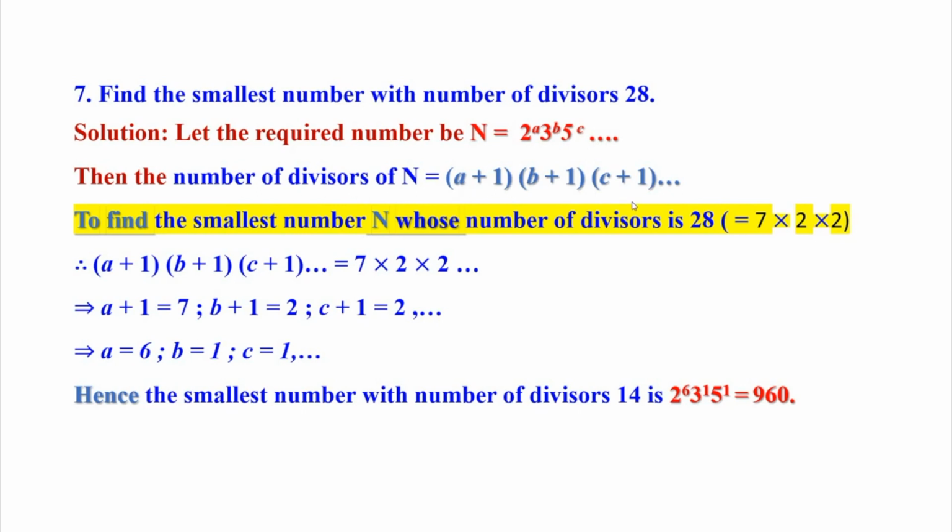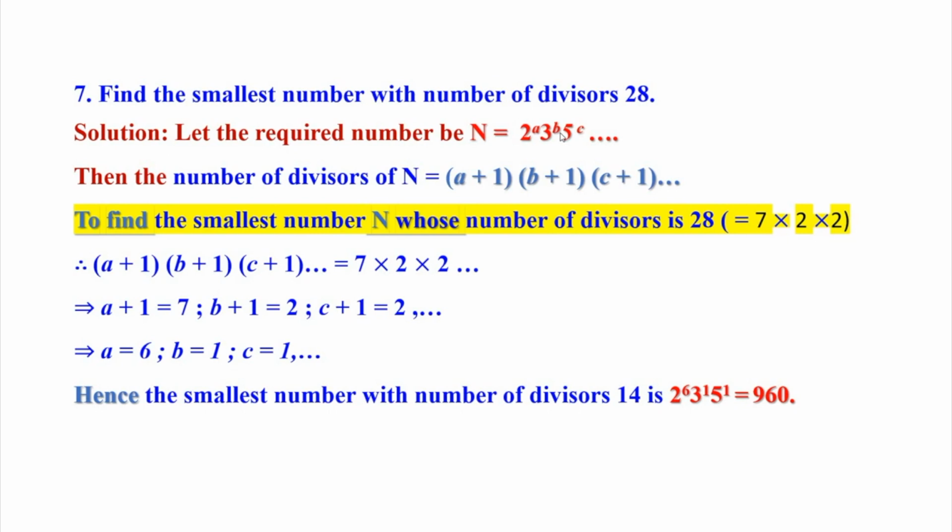The number of divisors we know to be a plus 1 into b plus 1 into c plus 1. Now 28 should not be written as 7 into 2 square, but as 7 into 2 into 2. A product of prime numbers, not a product of prime powers. So only a product of prime numbers, that is to be remembered. And as in the previous case, we equate the corresponding terms. So we get a as 6, b as 1 and c as 1.